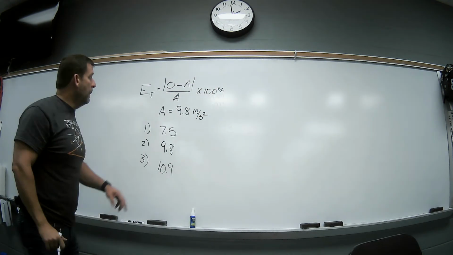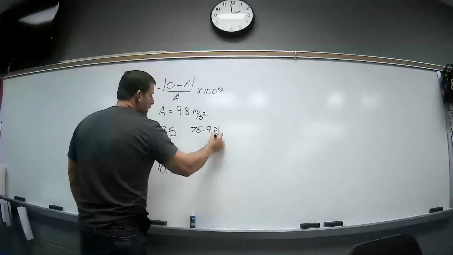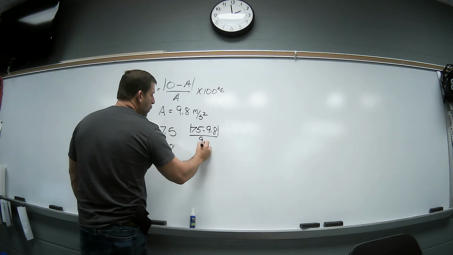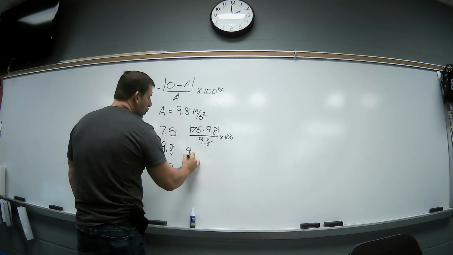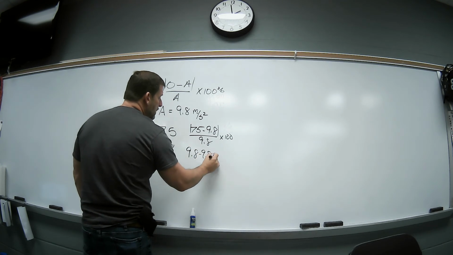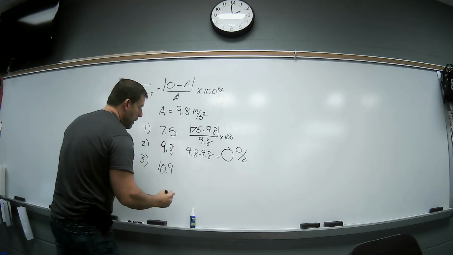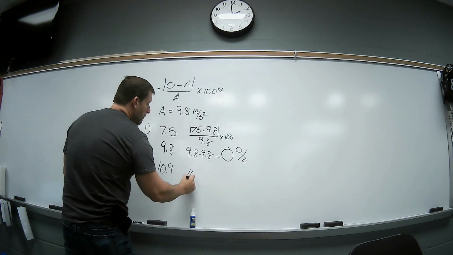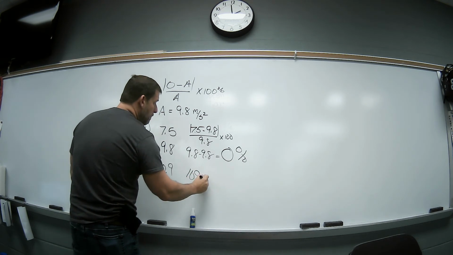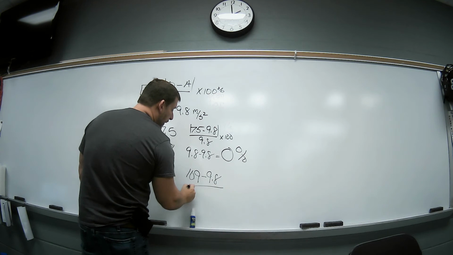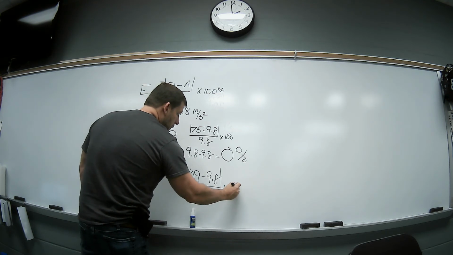So here's what I do. The observed value, 7.5 minus 9.8 divided by what? 9.8 times 100. You need to be doing these on your calculator. 9.8 minus 9.8. Oh, this is beautiful. We already know what? 0% there. And the next one is 10.9 minus 9.8 divided by 9.8, absolute value times 100%.